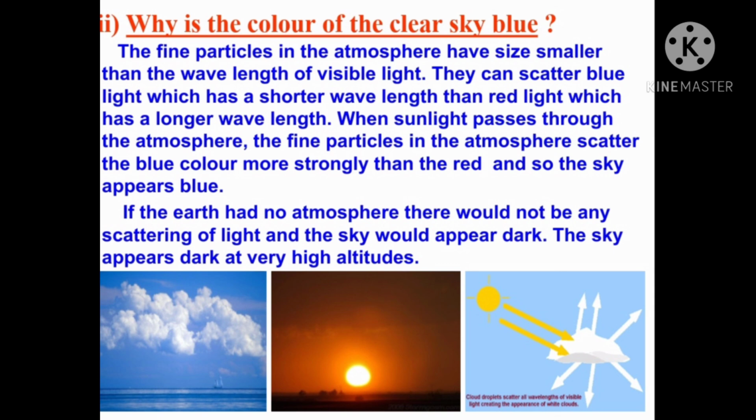You might have observed that the danger signal lights are red in color. The reason behind that is the red color is least scattered by fog or smoke. Therefore, it can be seen in the same color at a distance.